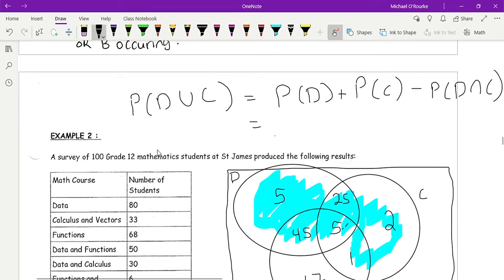How many students out of 100 are taking data? 80. How many students are taking calculus? 33. How many students are taking data and calculus? 30.